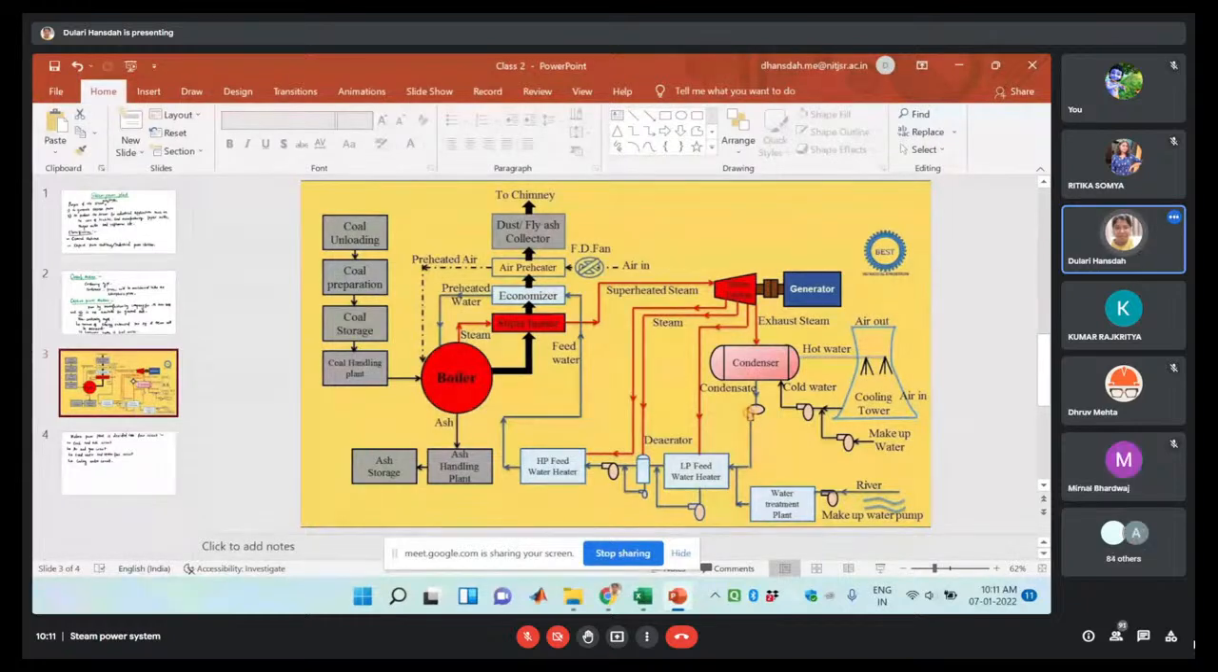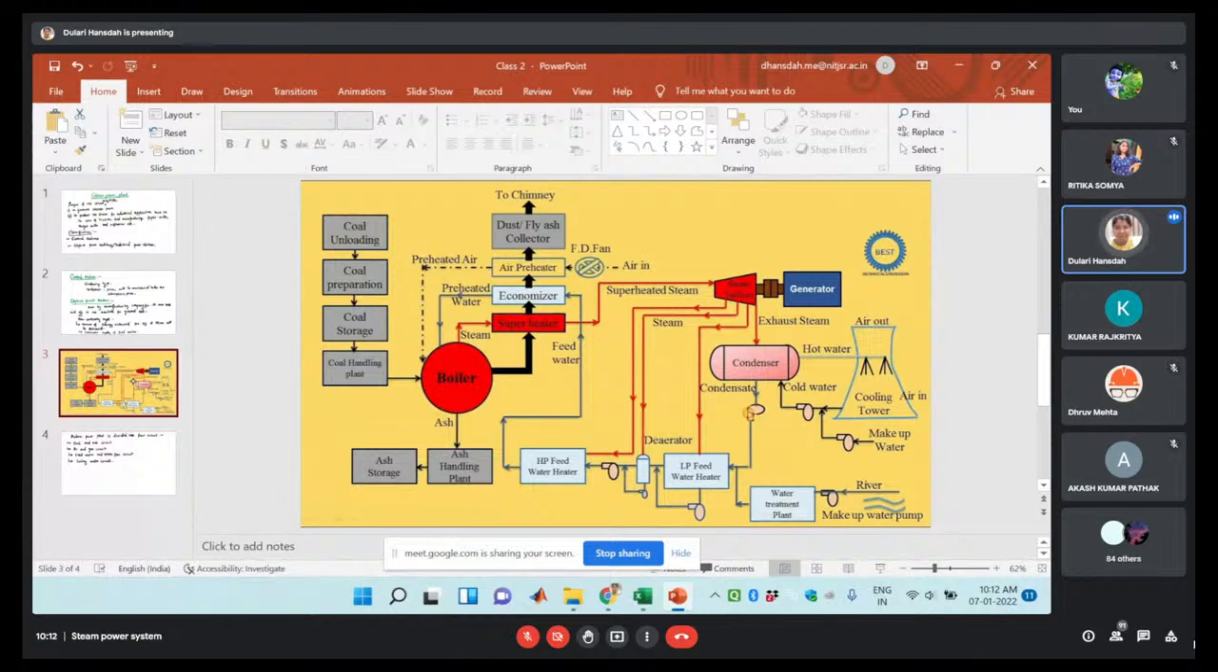So the coal will be prepared outside of this furnace, and as per the combustion criteria, the size will be prepared, and that coal storage will also be done in a coal handling power plant. Then there we will have the ash storage and ash handling system. So whatever ash will be generated after the combustion in the furnace. If it is the solid type, we are using coal. So here it is the coal.